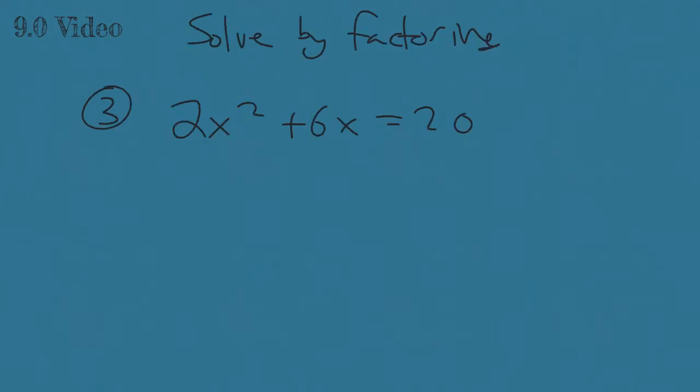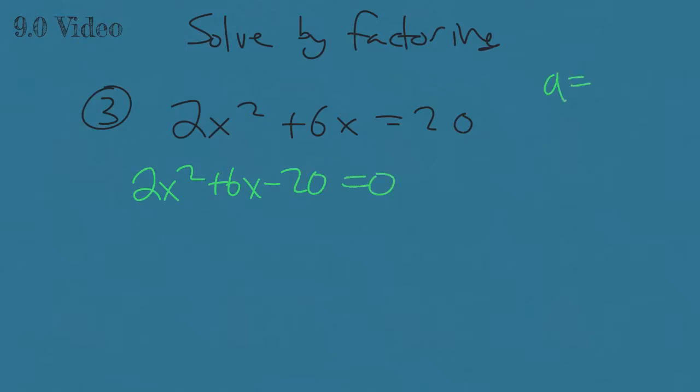Let's try a couple more. Number 3, 2x squared plus 6x equals 20. All right, well, first, it's not in standard form. It's not equal to 0, so I got to subtract 20 over to the other side. So we get 2x squared plus 6x minus 20 equals 0.